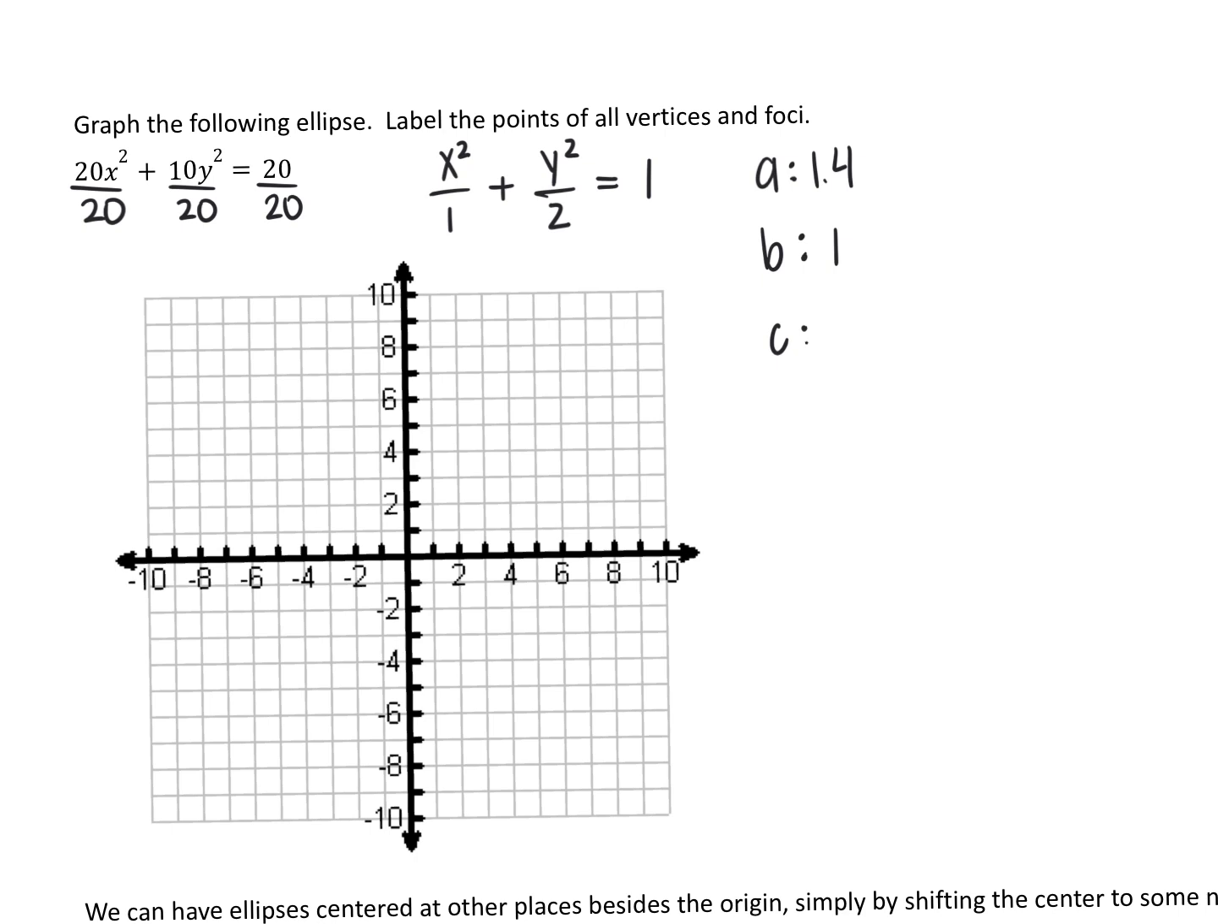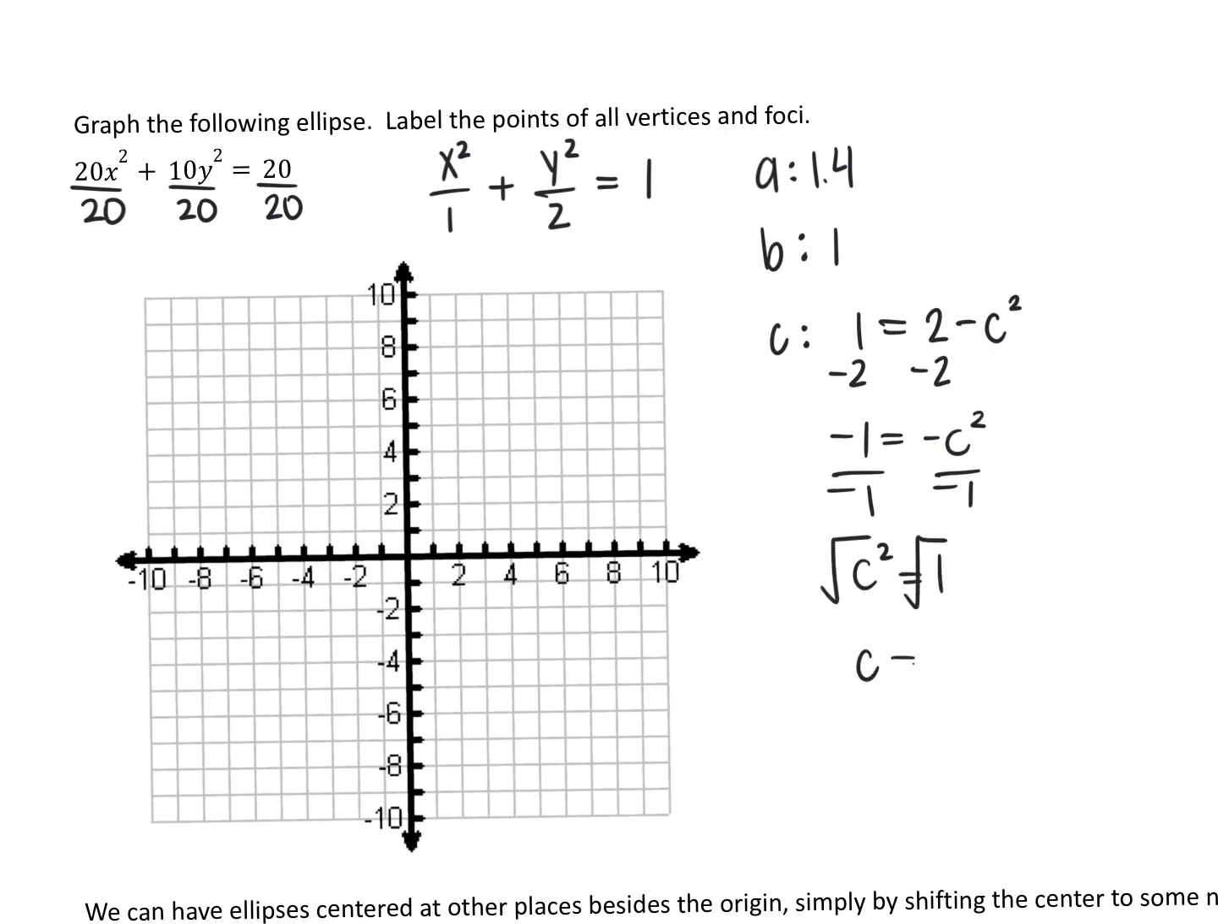And now to solve for c, we'll do b squared, which is 1, equals a squared, which is 2, minus c squared. Subtract 2 from both sides, we get negative 1 equals negative c squared. Divide by negative 1, c squared is 1. Take the square root of both sides, and c is also 1.